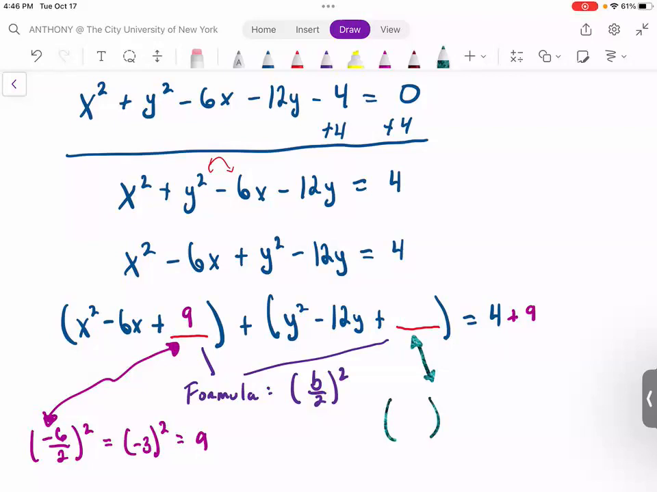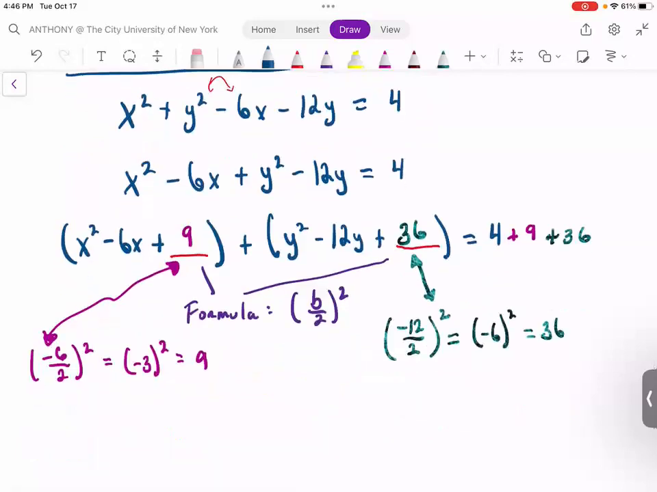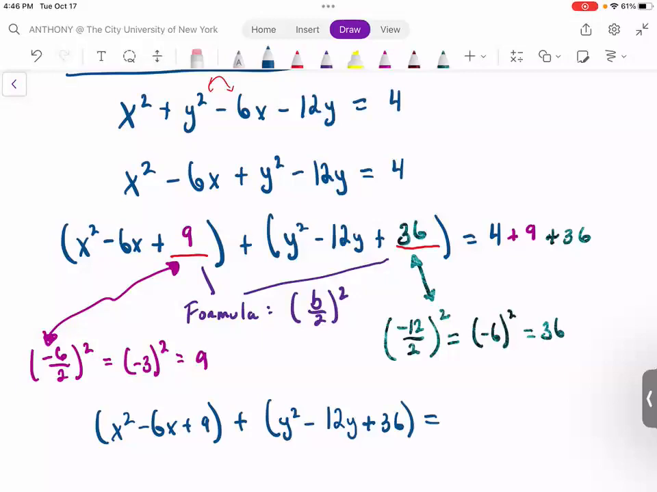-12. So you do -12 divided by 2. What is negative 12 divided by 2? Negative 6. So this is now negative 6 raised to the second power, which is 36. But remember, when I insert the plus 36 here, then I also have to add 36 to the other side of my equation. All right, so let's write this out. What we have is, on the left-hand side of the equation, x squared minus 6x plus 9 plus y squared minus 12y plus 36 is equal to 4 plus 9 plus 36.